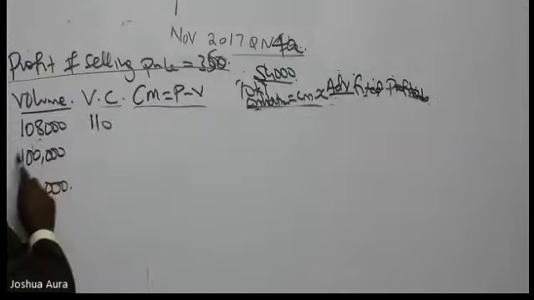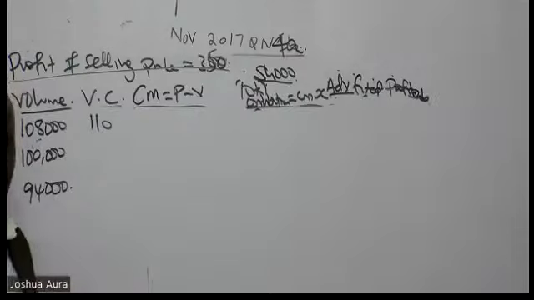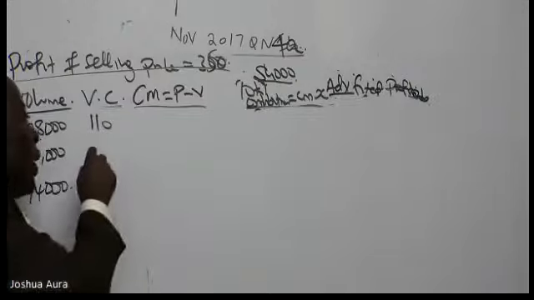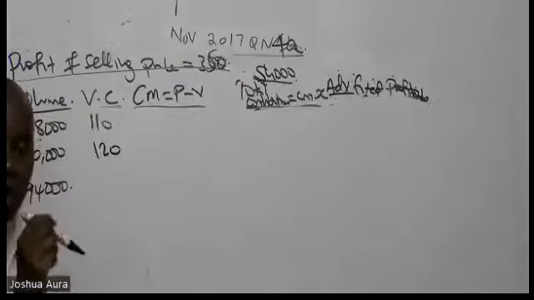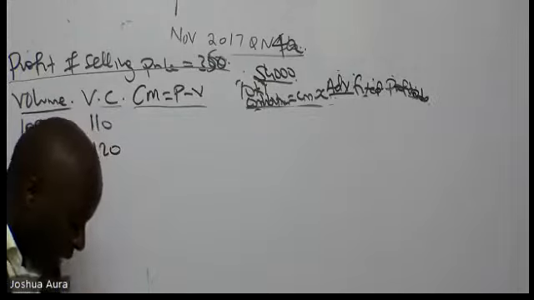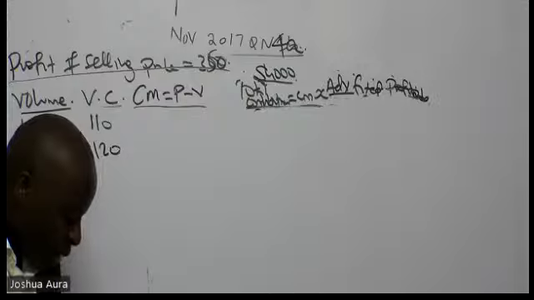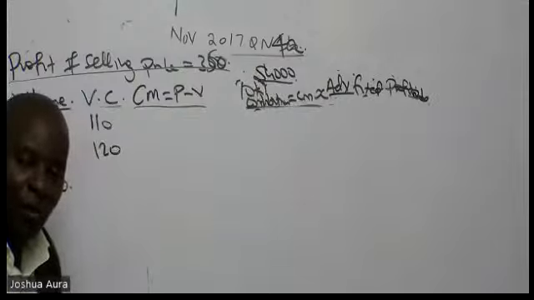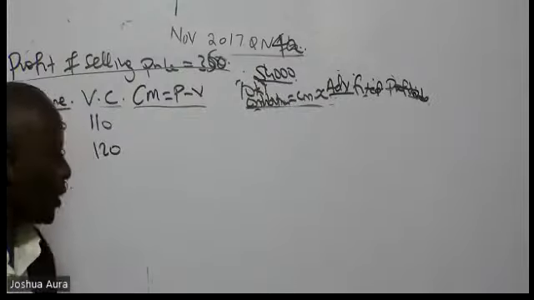How about this? Can somebody give me the variable cost of 100,000? Should I use 120 or 110? You're right. I should use 120 because 120 takes into consideration all the units that we produce up to 100,000. That is what the examiner told us: variable production cost will be 120 per unit for production volumes up to and including, to emphasize, up to 100,000.